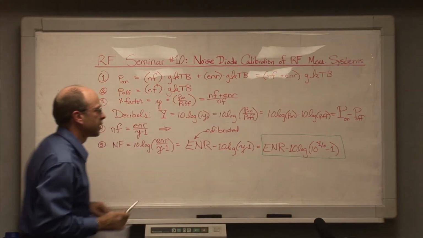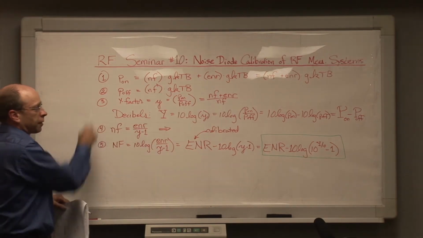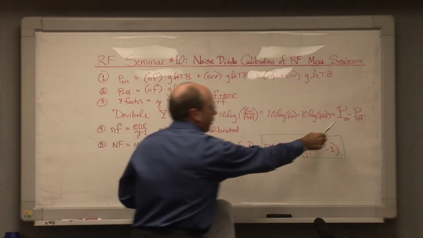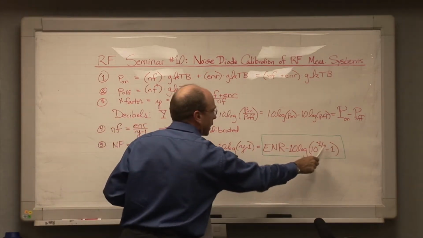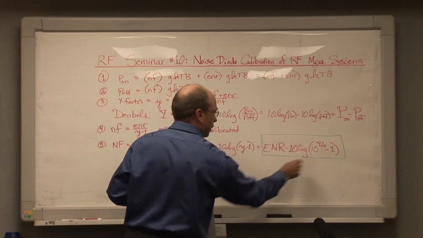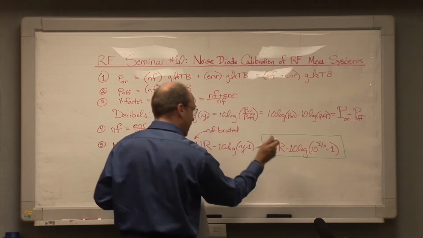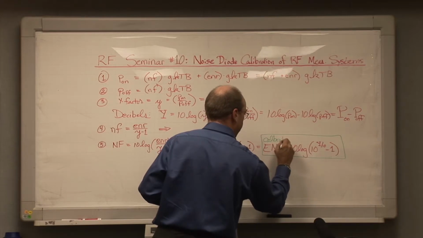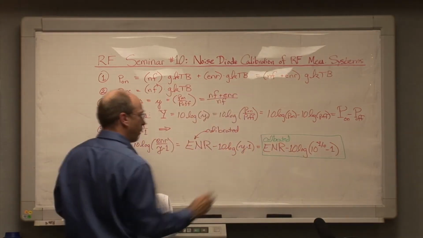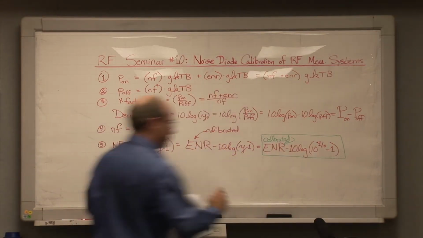Okay, so if we want to know the noise figure of the system, we turn the thing on, turn it off. We look at the power on versus off in decibels. That's this capital letter Y. We divide that quantity by 10. Take 10 to that power, subtract 1, take 10 log of that, subtract that from the ENR of the diode, which is calibrated. And now we have the noise figure of the system.